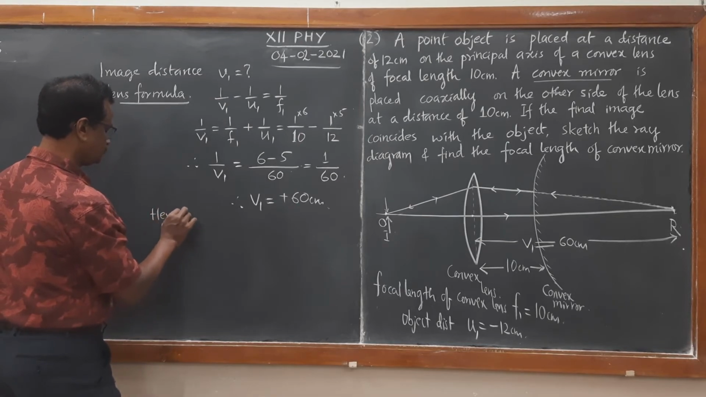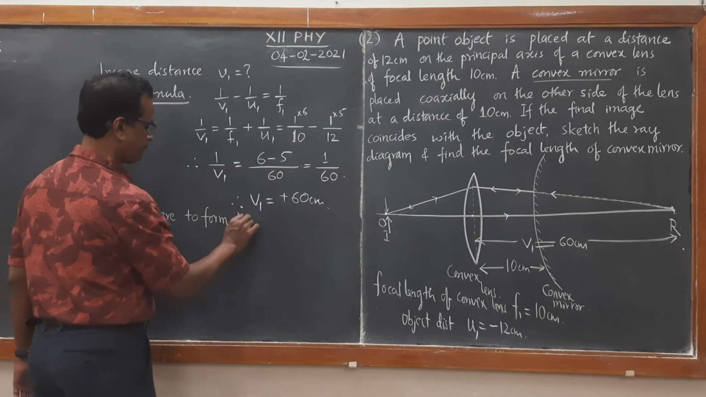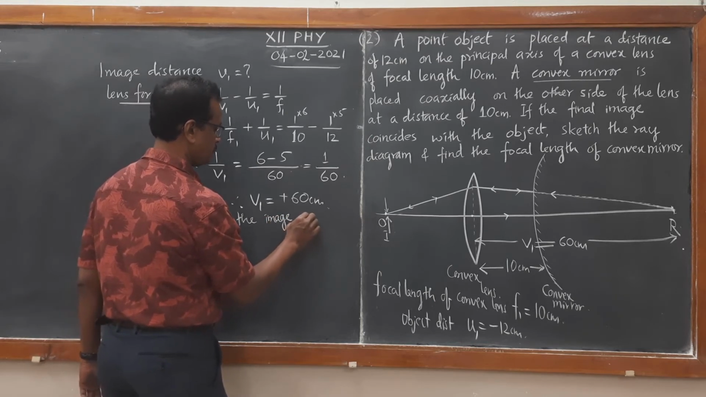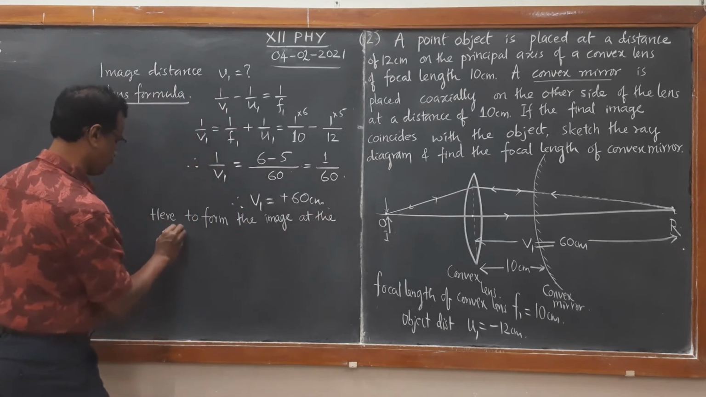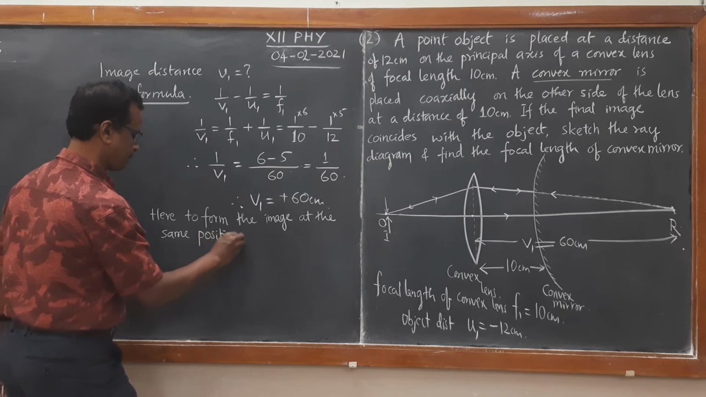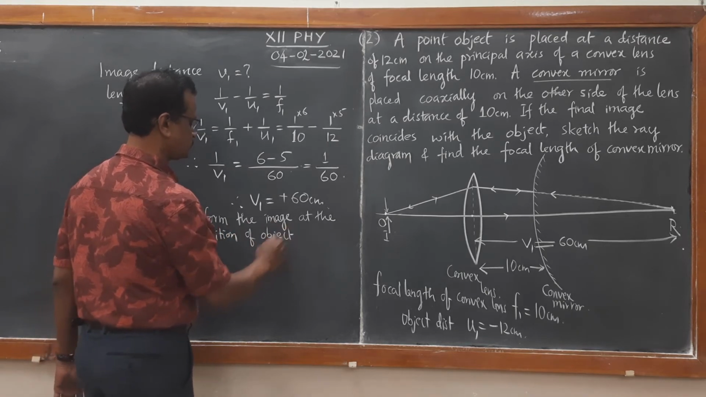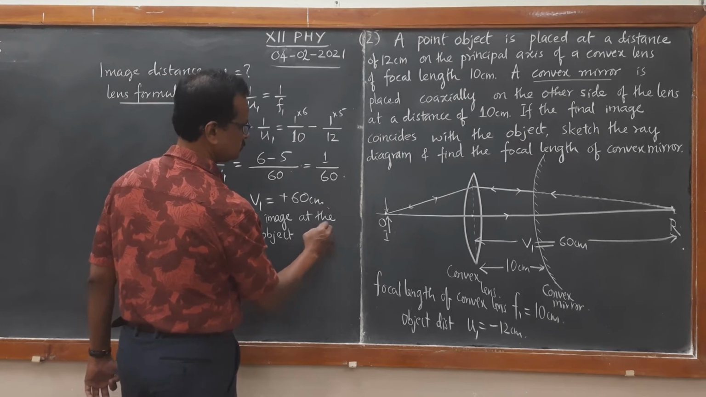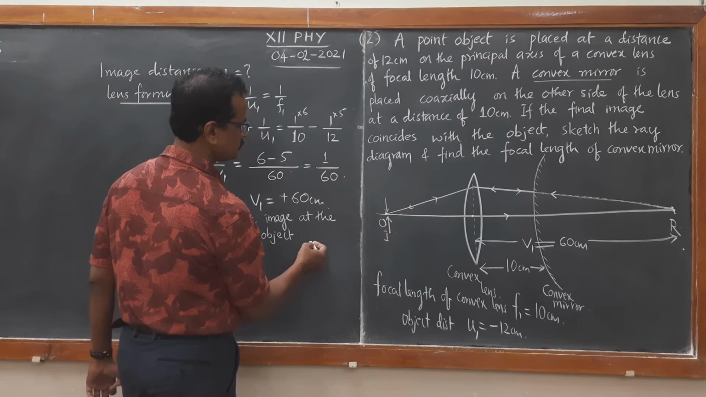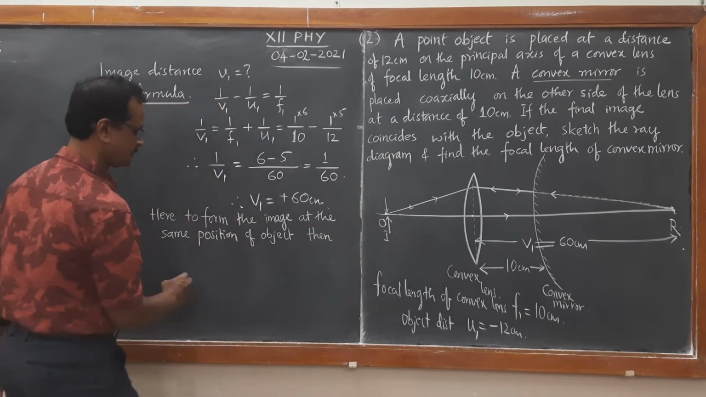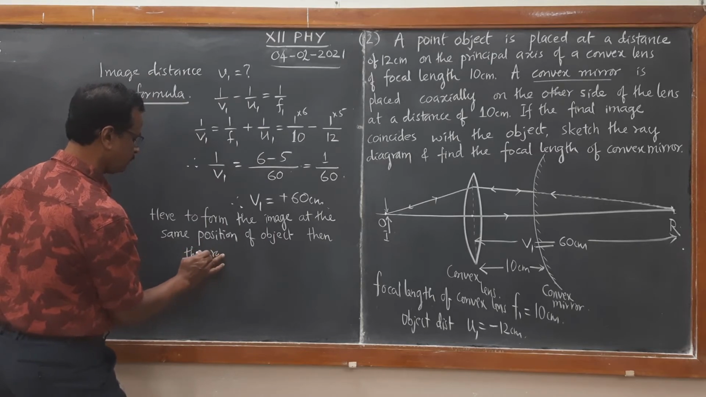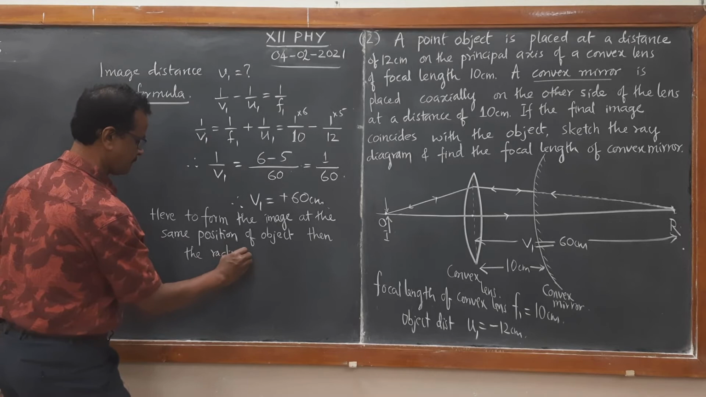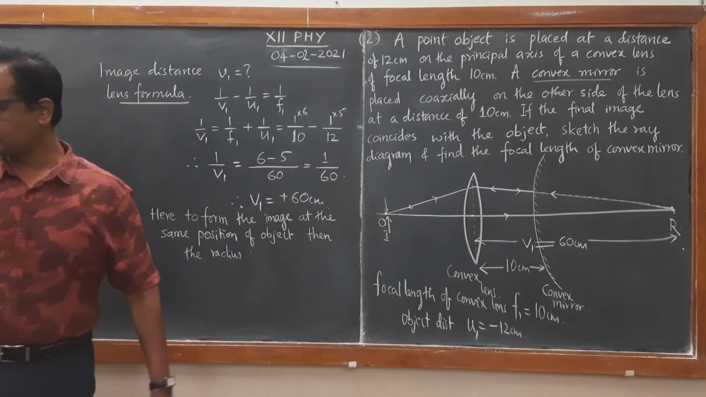Here, to form the image at the same position of the object, the radius of curvature, I can say, object distance should be equal to radius of curvature.